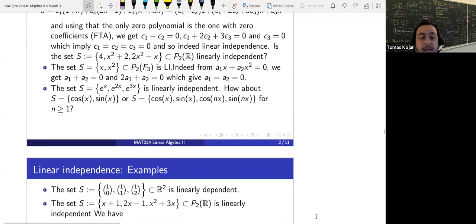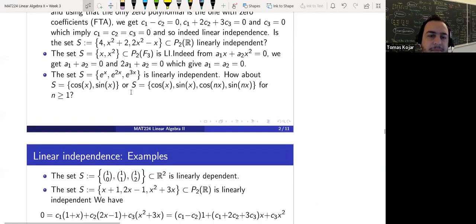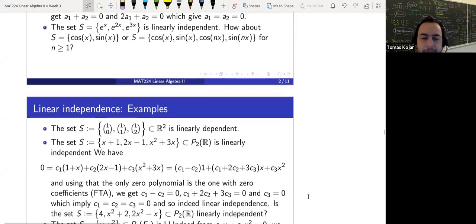So for cosine x, all this stuff, maybe we'll come back to it at the end if we have some time. But it's a similar way. You pick different values like pi and 0.